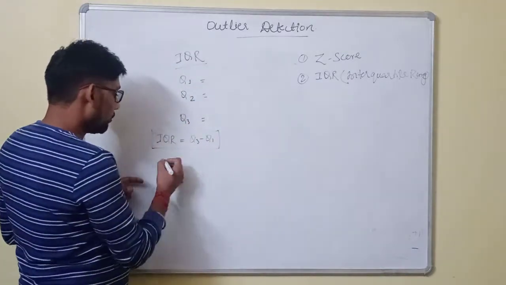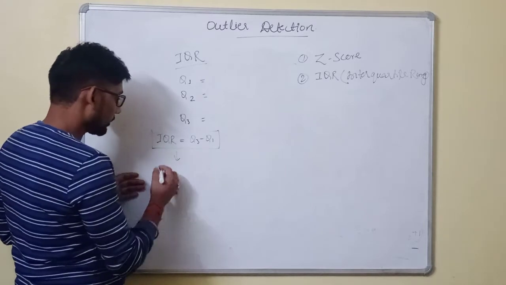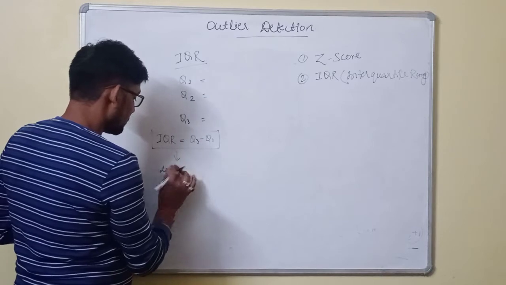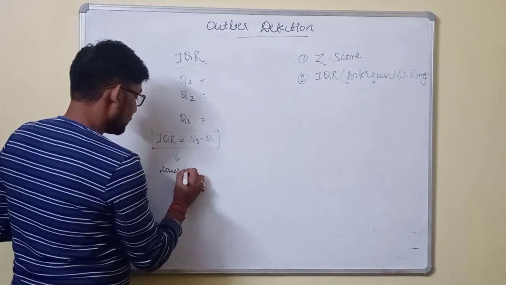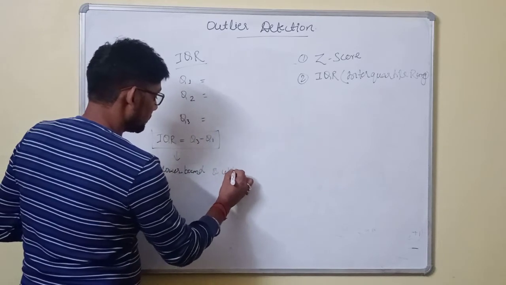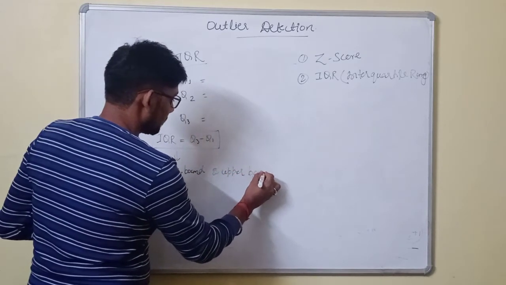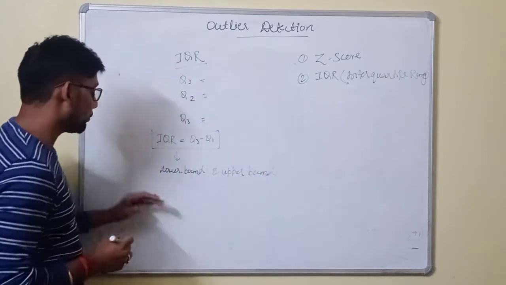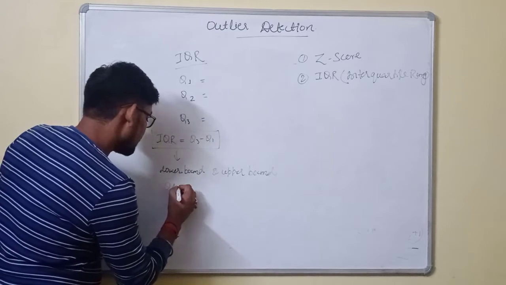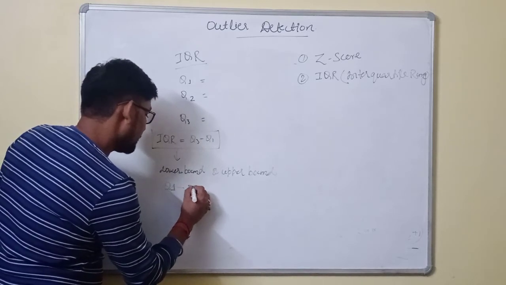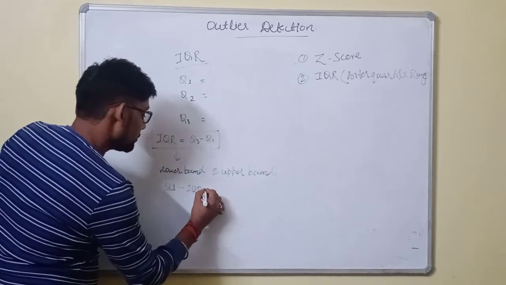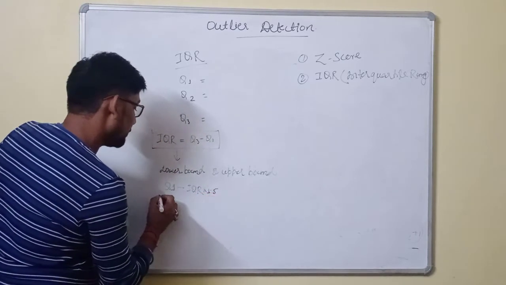Right. Now, what we do, we define the lower bound and upper bound. How do we define the lower bound? For the lower bound, we subtract the IQR value calculated from here multiplied by 1.5. This would be your lower bound.